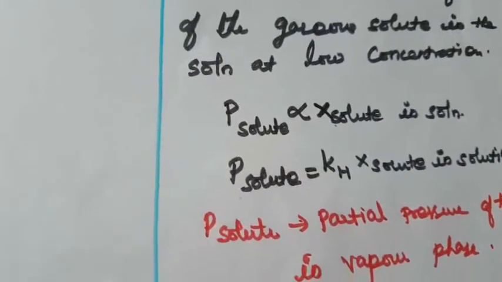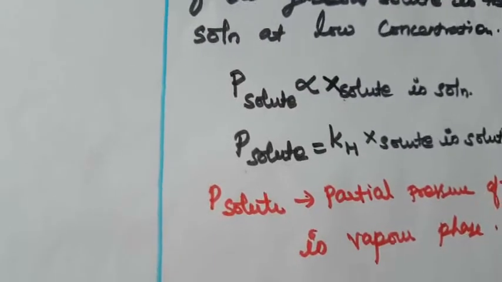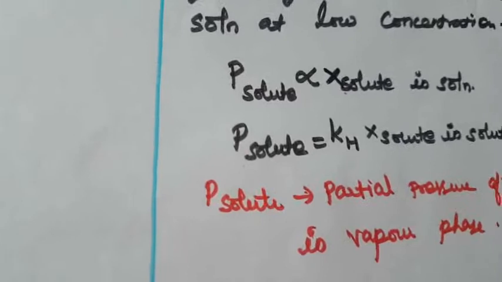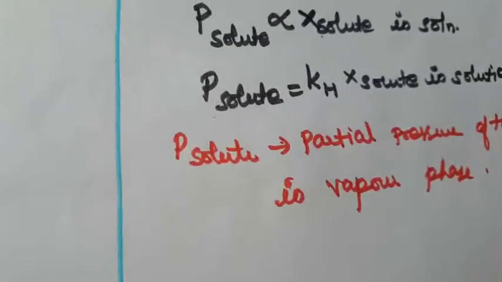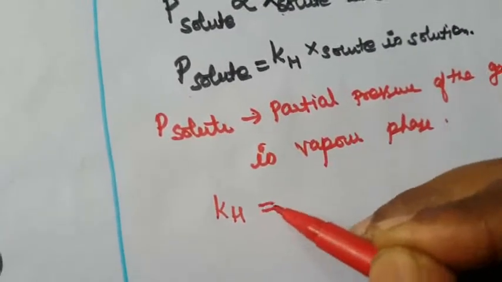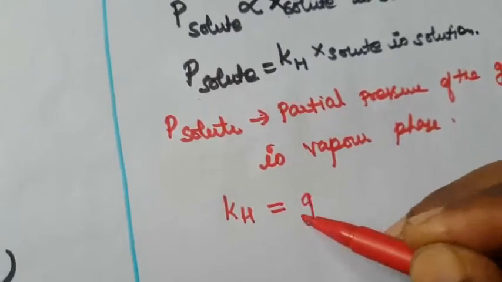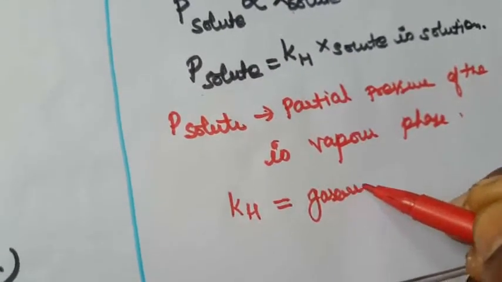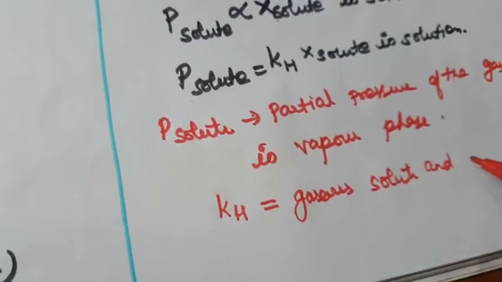So this is the constant. KH is the Henry constant. KH is an empirical constant, and its value depends on the nature of the gaseous solute and the solvent. What is KH? It is Henry's constant, and its value depends upon the nature of the gaseous solute and solvent.